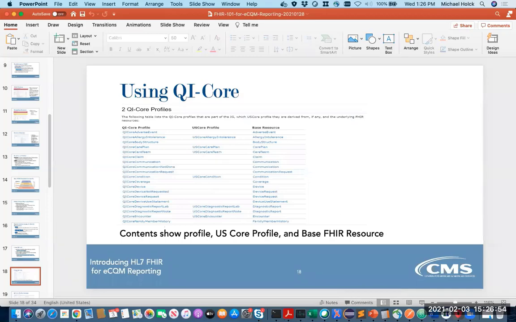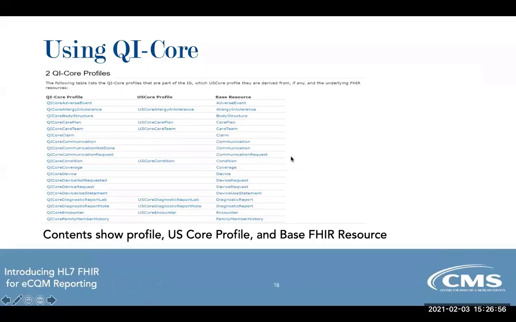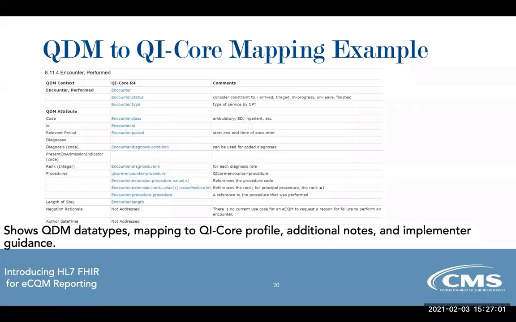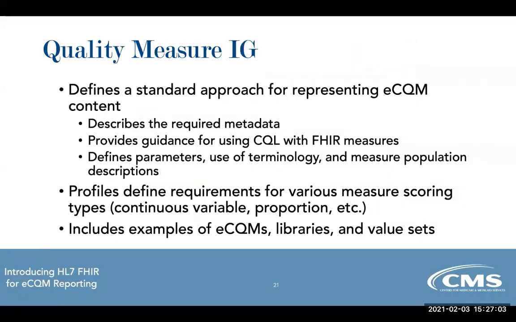Okay, jump back to the presentation. This is again just what we talked about. The quality measure IG defines a standardized approach for how to represent eCQM content. It describes the required metadata. It provides guidance for how to use CQL with FHIR measures, CQL being the clinical quality language.